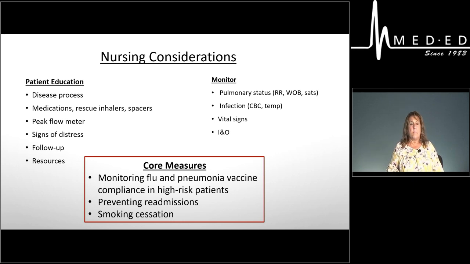Infection, monitoring your CBC and your temp. How is your patient responding to antibiotics by looking at the CBC, what's their temp, and then looking at vital signs and I's and O's. So fluid status and hydration is really important too. For the core measure for COPD, it's monitoring for flu and pneumonia vaccine, especially in your high-risk patients. So, you know, in flu season, are we giving them their vaccine? Do they have the pneumonia vaccine? I know there's some age requirements for that as well. So just making sure that they fit the criteria and they get those vaccines.